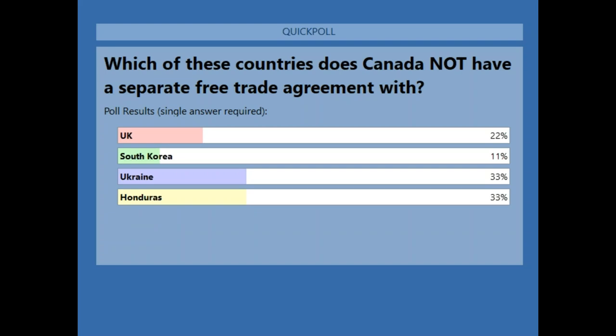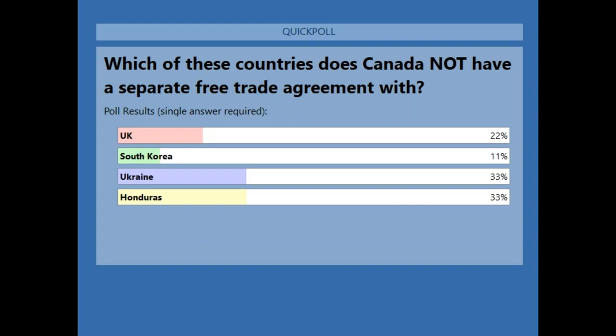As you can see, there is actually no majority. 33% each responded that Ukraine and Honduras do not have a separate free trade agreement with Canada. And then 22% of you responded that it is actually the UK, which is the right answer. The United Kingdom does not have a separate free trade agreement with Canada yet. The UK left the European Union on January 31st this year, and it is now in the transition period until at least December 31st, 2020.